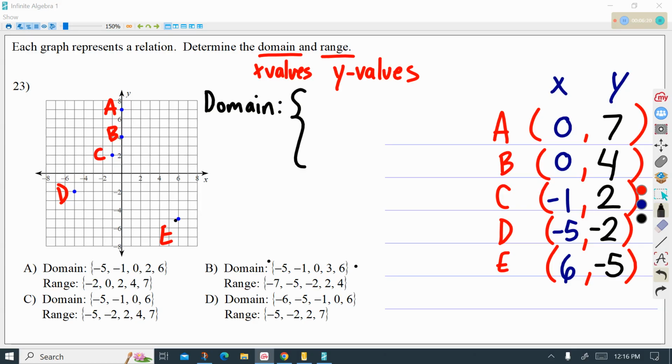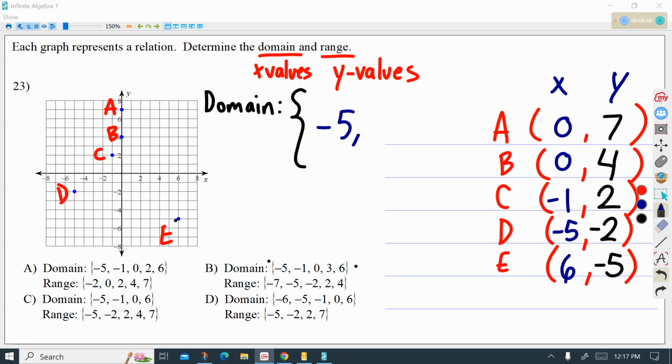So the domain is going to be a list of all of the x values that we had in our points. Okay, if a value comes up more than once, then we won't write it twice. We just write it once. Okay, so we want to write these in increasing order. So what's the smallest number in this x column right here? Right, the smallest number is not 0. It's actually negative 5. So I'm going to start with negative 5.